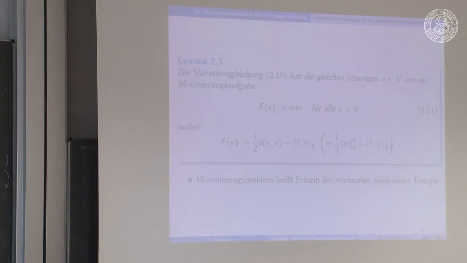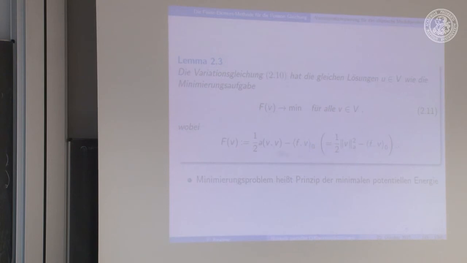The point is that the variational equation we have formulated is equivalent, in the sense that it has the same solutions, to a minimization problem on this function space V. We have not yet stated conditions under which solutions exist or are unique. There might be none, there might be several. And the functional is the following: 1/2 times A(V,V). This is, if you want, the A norm squared, a quadratic term in V and V, minus a linear term, the L2 scalar product of the right-hand side f with the test function V.